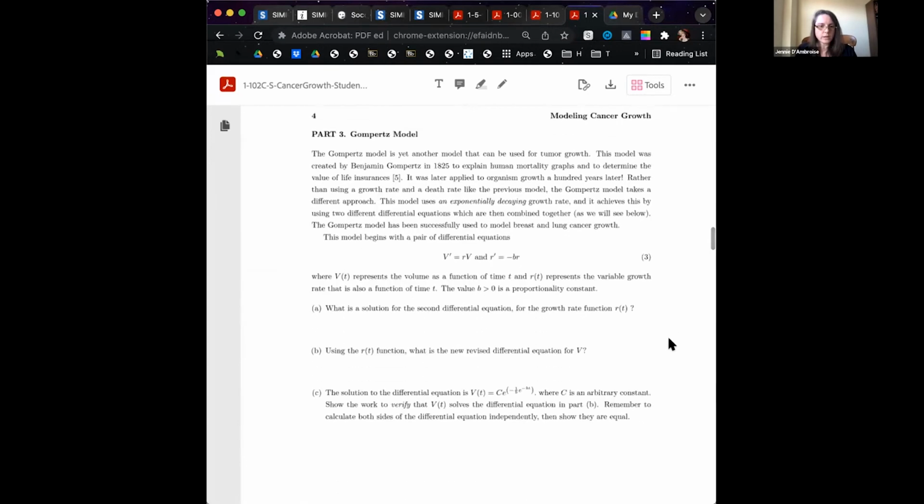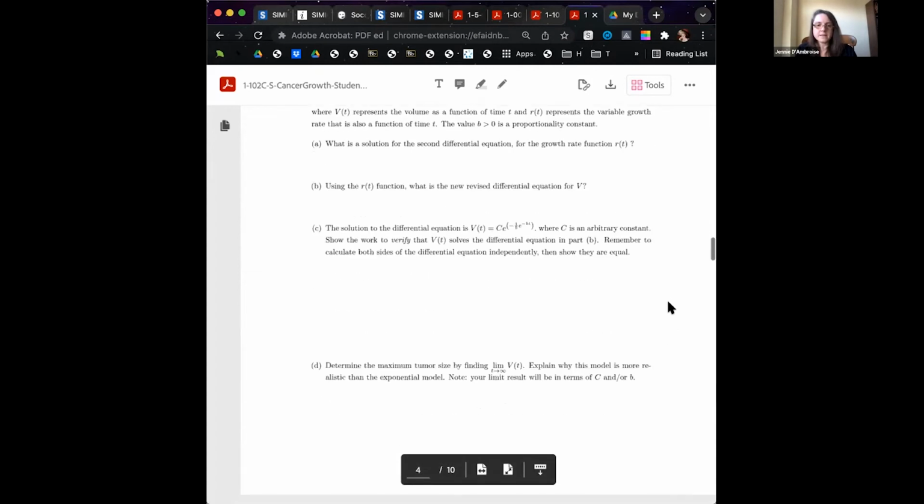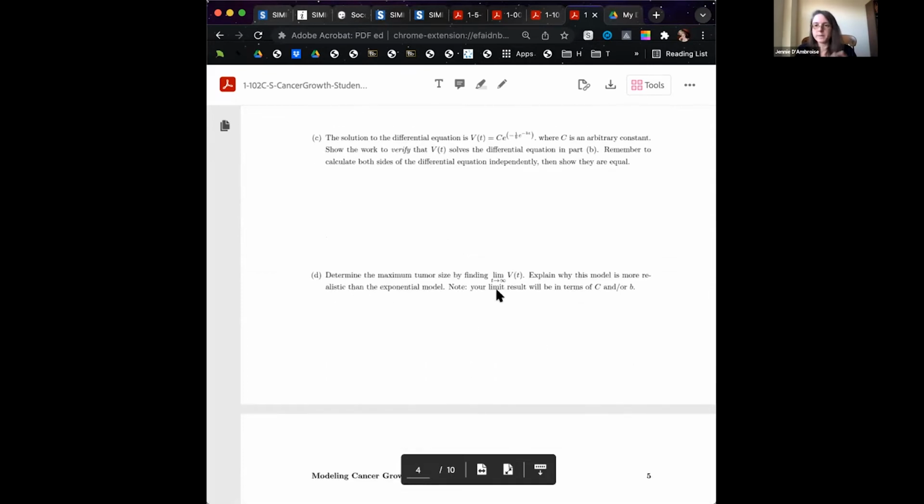And then I go into the Gompertz model. Here again, it's a modification of the previous model. Yes, the solution is given to them, but at least they can check that it actually does solve the model. And then we take the limit as t goes to infinity to figure out the maximum tumor size. And lo and behold, finally, we have a tumor that does not grow to infinity.